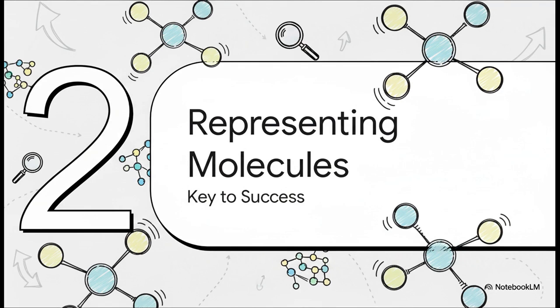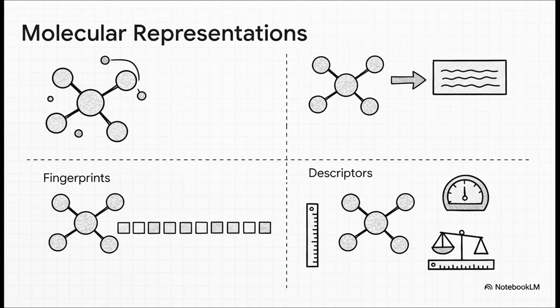Okay, on to our second section, the representation bottleneck. The subtitle here, How a Molecule is Described Determines Optimization Success, really gets to the heart of the matter. The effectiveness of any data-driven optimization framework is critically dependent on how one chooses to represent a molecule in a numerical format. When it comes to representing molecules, there are several common approaches.